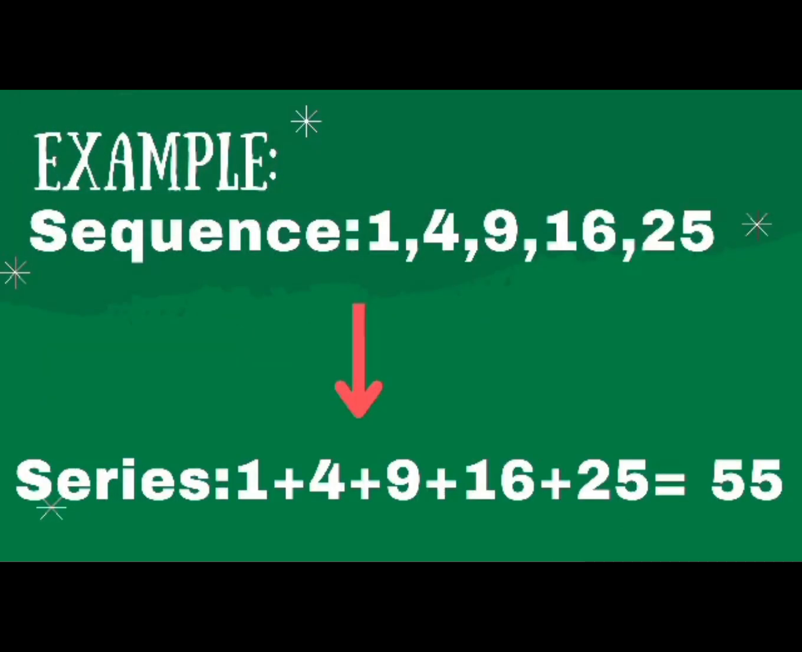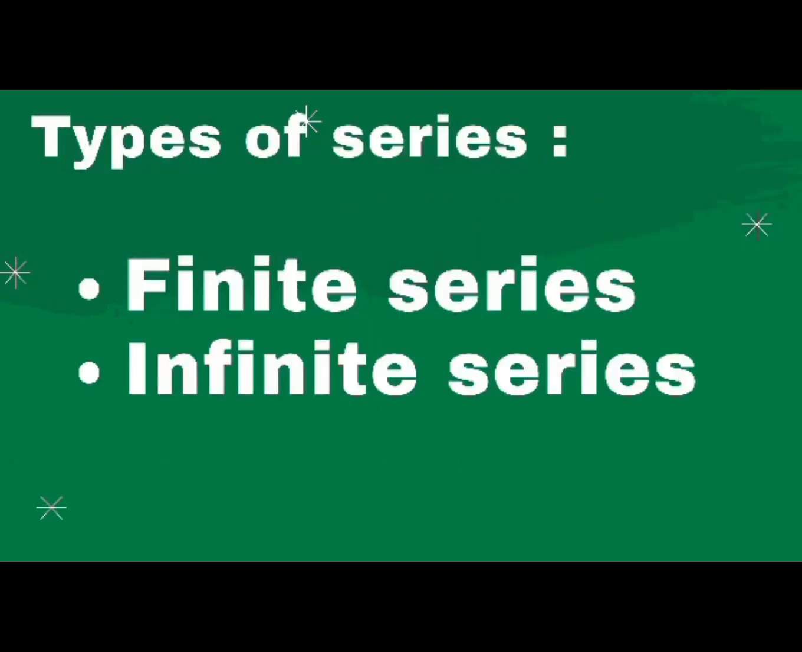For example, in a sequence 1, 4, 9, 16, 25, if we put that into a series, or if we want to know the sum, we will have to change the comma sign of the sequence into a plus sign. And it will be read as 1 plus 4 plus 9 plus 16 plus 25 is equal to 55. There are also types of series, the finite series and the infinite series.